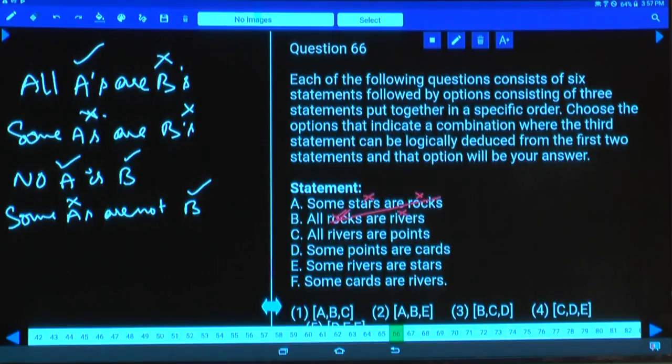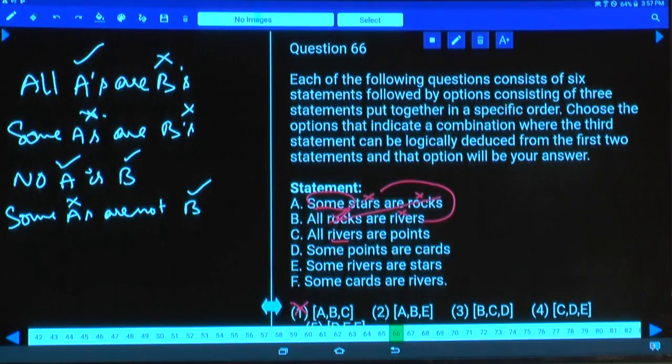Then, what is the conclusion we can draw? Some stars are rivers, that is the conclusion. But here it says all rivers. Now from some, can we conclude all? From some we cannot conclude all. From all we can conclude some. But from some we cannot conclude all. Hence choice 1 is ruled out. Are you following this one or not?